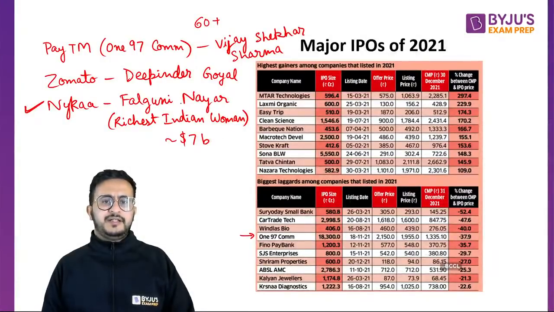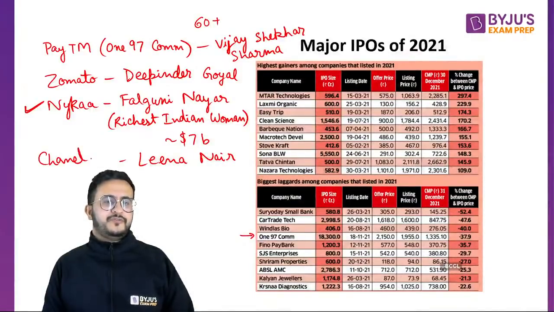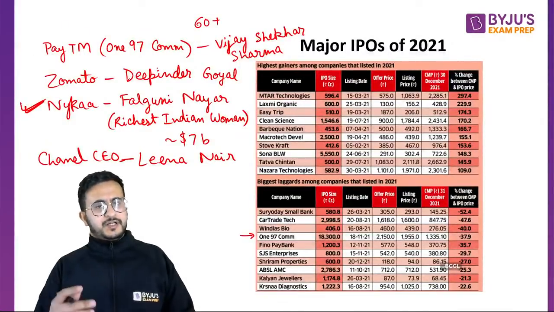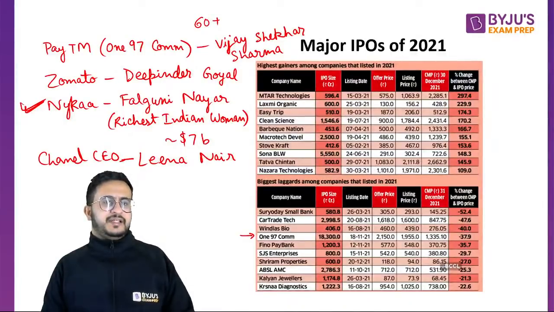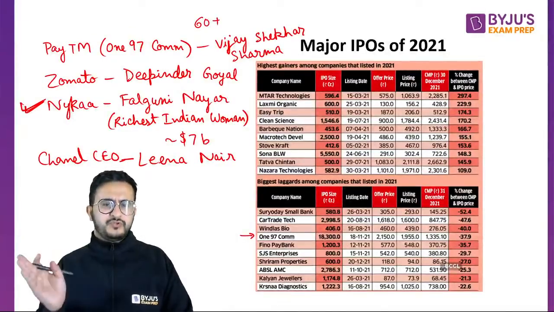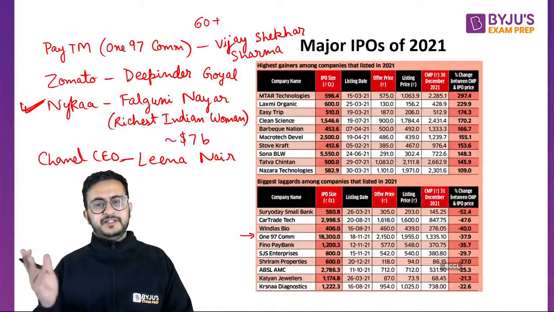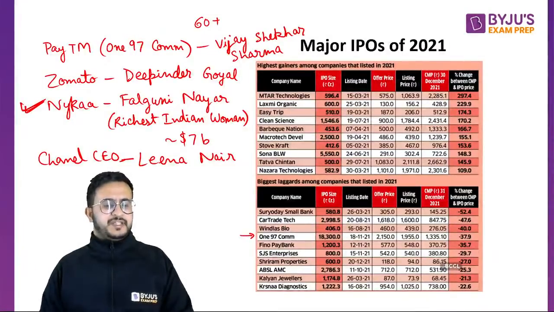Now from this Falguni Nair you might also get confused with Leena Nair. Another Nair, she was appointed as the CEO of Chanel. That's a clothing brand, I hope you know that. So some important corporate personalities are these, especially Nykaa. Very likely they might ask who is the CEO of Nykaa. So you should know about the business leaders of some of the firms that were in news. This was largely in news, that's why you should know these leaders.